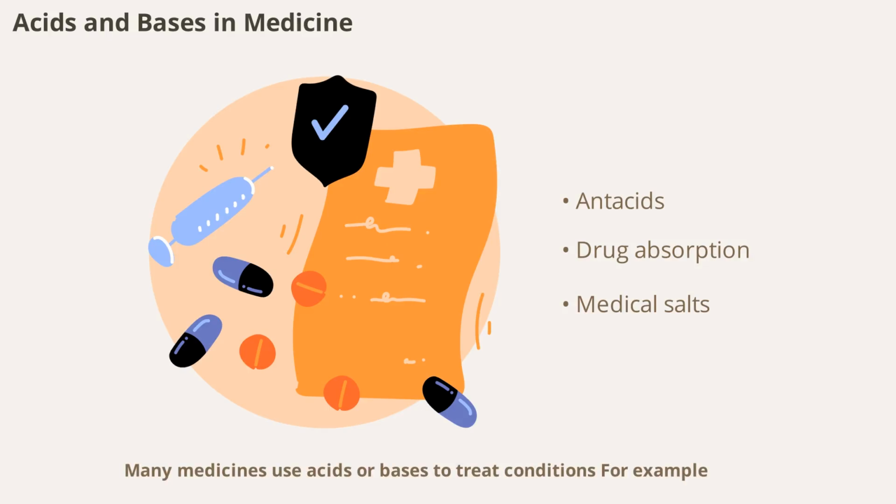Pool owners use pH tests and chemicals to keep water balanced. Many medicines use acids or bases to treat conditions. For example, antacids neutralize excess stomach acid, providing relief from heartburn. Some drugs are formulated as salts to improve their effectiveness and absorption in the body.